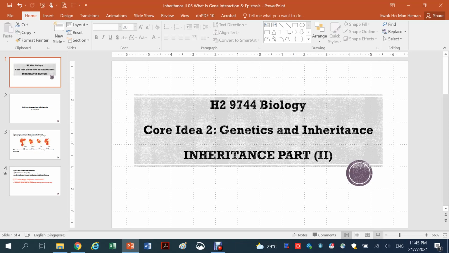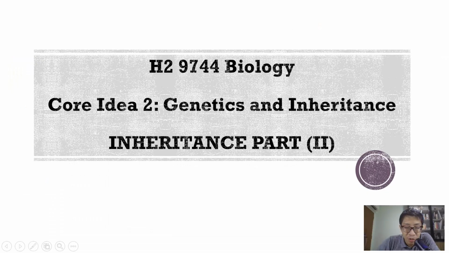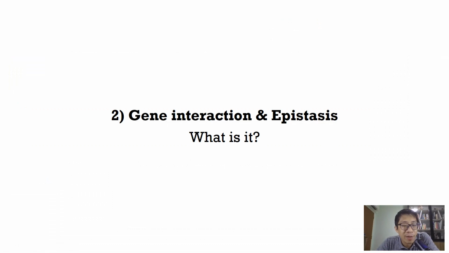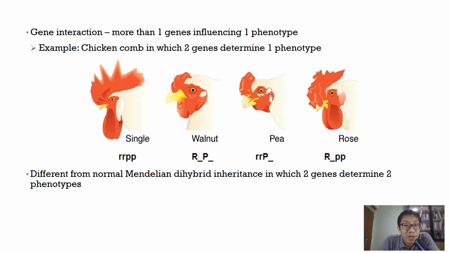Okay, this is the second lecture for inheritance part 2, where in this lecture we'll be focusing on gene interaction and epistasis. So the first video would be to introduce what gene interaction and epistasis are. Gene interaction is when we have more than one gene that interact together to influence or determine one particular phenotype.